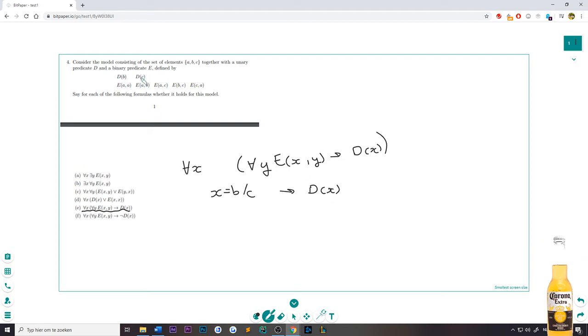There's a db and there's a dc. So it works for x is b, c. But if we say x is a, well, then we have 3 xy combinations which work, and so this implies that there's also a d of a. But there's no d of a, it does not exist. And because this d of a does not exist, this whole statement fails.